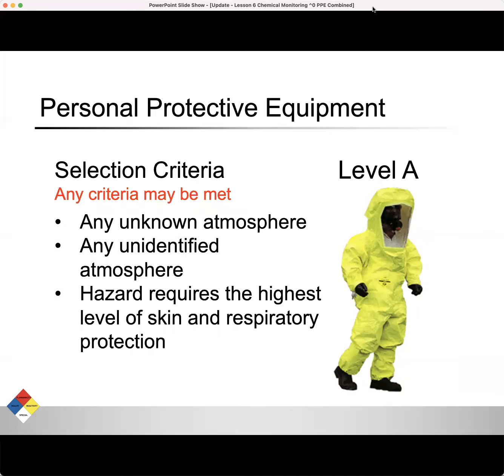Selection criteria for level A. Any of these criteria may be met. They don't all have to be met. So any unknown atmosphere, you don't know what it is or how much it is, we're level A. Any unidentified atmosphere, any hazard that requires the highest level of skin and respiratory protection. Again, your science will determine that.